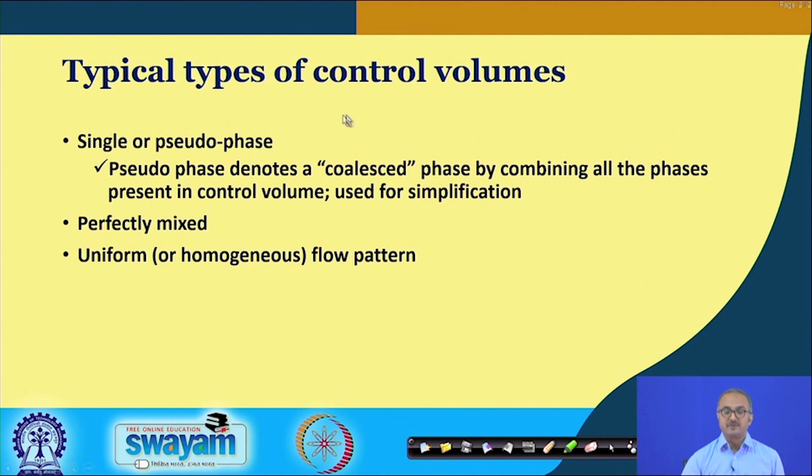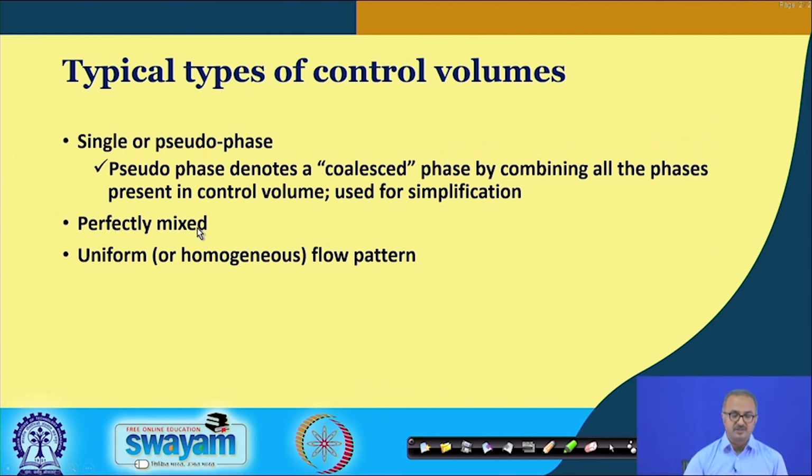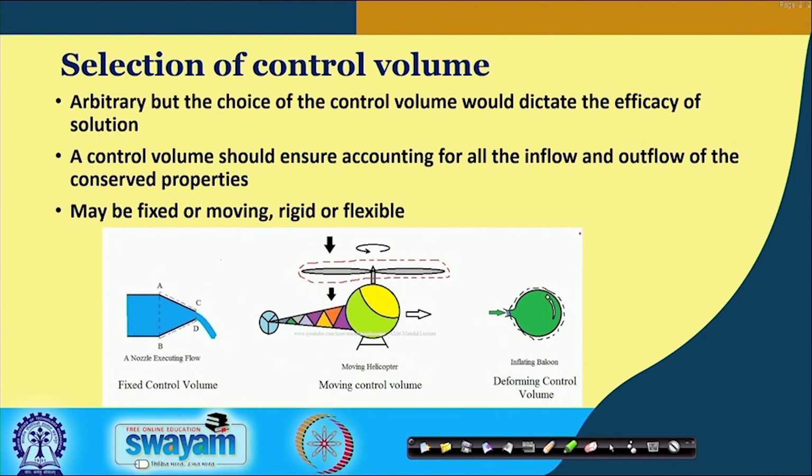Now, let us see typical types of control volume. One can be, if you are talking of fluids, single or pseudo phase. Single means there is only vapor or liquid or solid. Pseudo phase means that suppose we have some kind of emulsion where we have two immiscible liquids, then for simplicity's sake we can assume an overall phase, and we call it a pseudo phase, which will have some average properties of the two constituent phases. Then we can have a perfectly mixed phase, like in the case of a gaseous mixture, or we can have a uniform or homogeneous flow pattern, where there is no locational gradient.